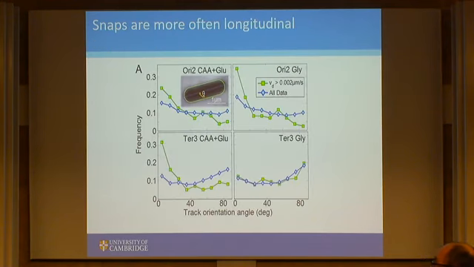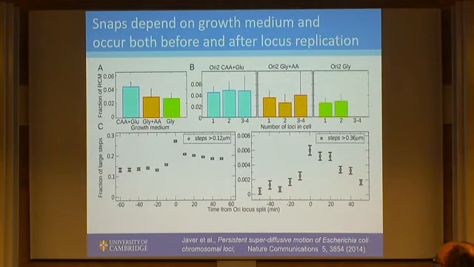So these things, we started calling them snaps amongst ourselves, because snaps was already the term that the Kleckner lab had baptized, and we saw that they happen most often along the cell body direction, which is perhaps not so surprising.